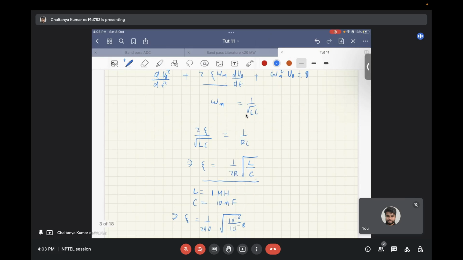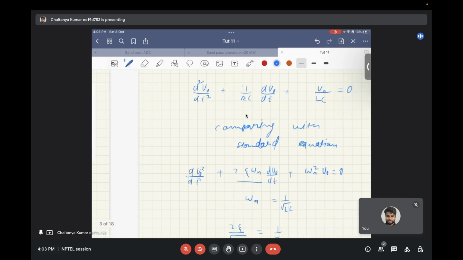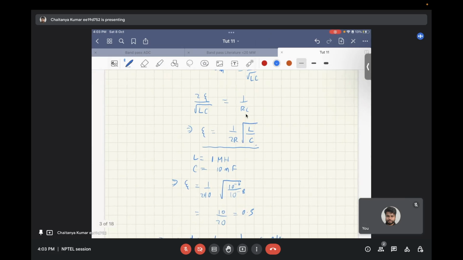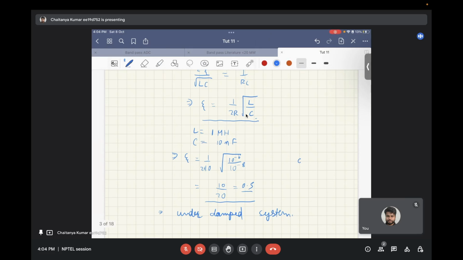Now for the given values of inductor, capacitor, and resistor, the value of resistor over here has been given as 10 ohms. So for these given values, if we substitute the values of a 1 microhenry inductor, 10 nanofarad capacitor, and a 10 ohm resistor, we get the damping factor as 0.5. And for the systems with damping factor less than 1, we get an underdamped system. So this is an underdamped system.